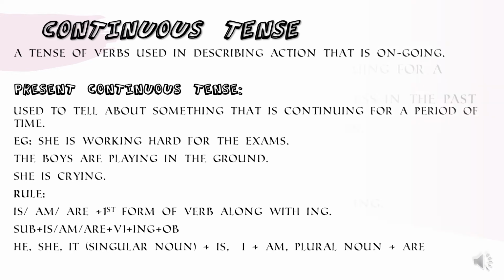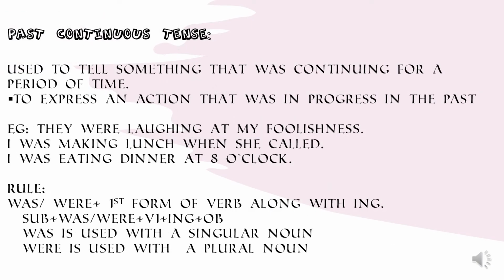Got it? Now comes the second part, past continuous tense. Past continuous tense is used to tell something that was continuing for a period of time in the past and to express an action that was in progress in the past. Example, they were laughing at my foolishness. I was making lunch when she called. And third one, I was eating dinner at 8 o'clock.